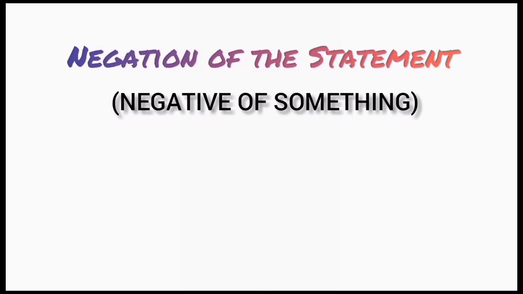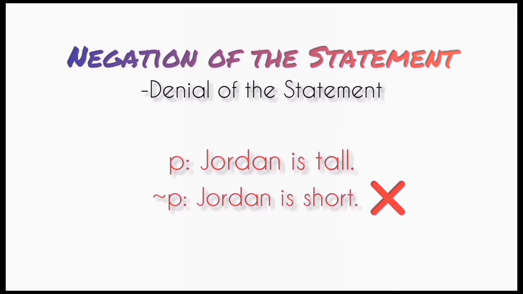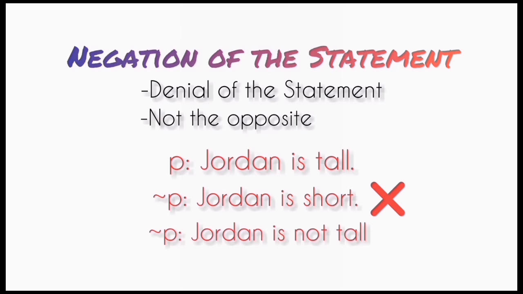Now, consider this example. Jordan is tall. What will be the negation of this statement? Will it be Jordan is short? Not really. Remember that negation is just the negative of a statement. That is why we just deny the statement, but we don't say the opposite of the statement. So the correct answer would be Jordan is not tall.